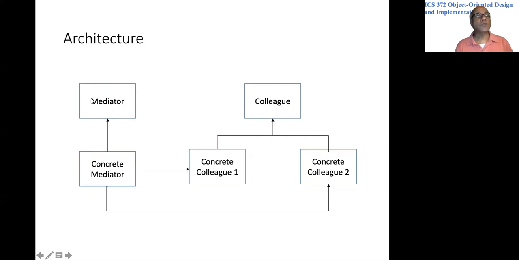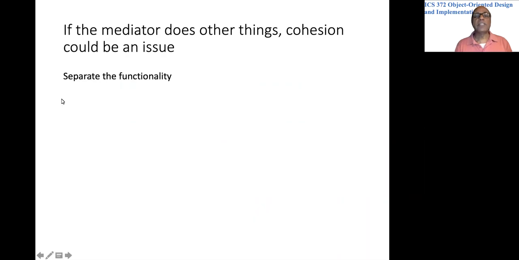For example, if you have a stage in a JavaFX program, it could be handling all the button clicks and other events, mouse clicks, keyboard typing and all that. And it could also be doing a lot of application processing. Then it is not a very cohesive module. If that is the case, then you need to separate the functionalities. The mediation should be done by one object and the application processing should be done by a second object. So you should split that class if that is the case.